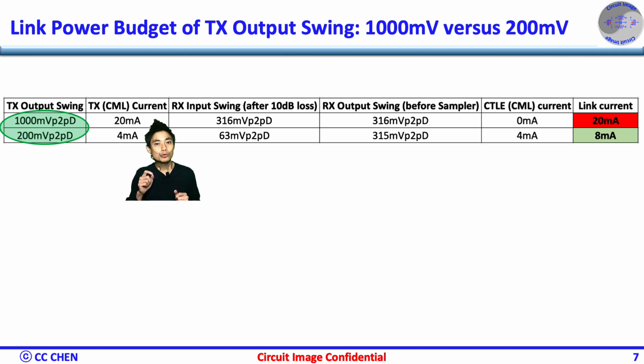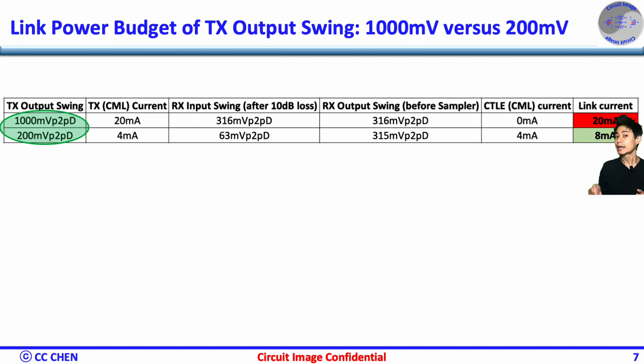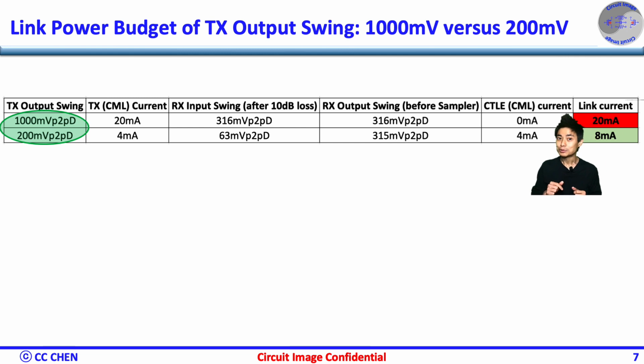But we could reduce the current of the CML type TX driver down to 4 mA, which needs an active CTLE in a CML type with an extra 4 mA current budget at Rx, such that the total current of the link is only 8 mA. From the power budget image, you should realize the active CTLE would actually save the power by more than half, which is quite a bit.